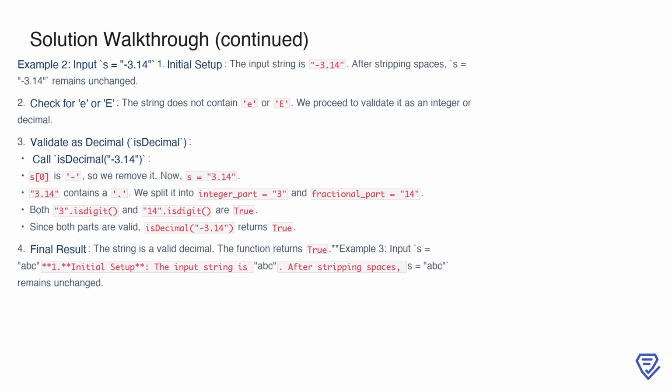The first character is a dash, so we remove it, leaving us with the string 3.14. This string contains a dot, so we split it into two parts, the integer part, 3, and the fractional part, 14. We check each part using isDigit, and both 3 and 14 are confirmed to be numeric. Since both the integer and fractional parts are valid, isDecimal returns true. This means the input string is a valid decimal, and the function returns true for this input.